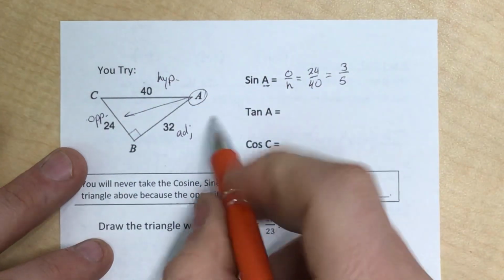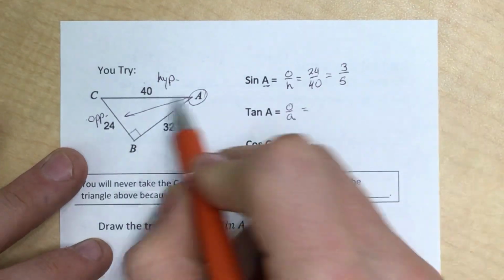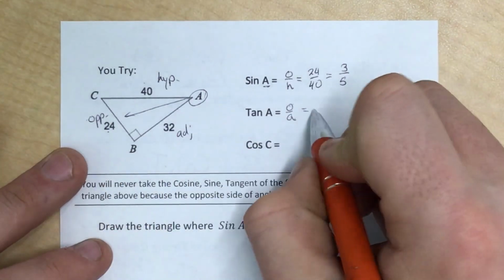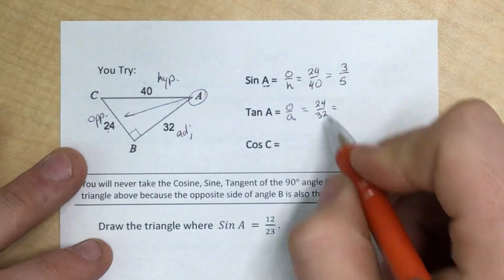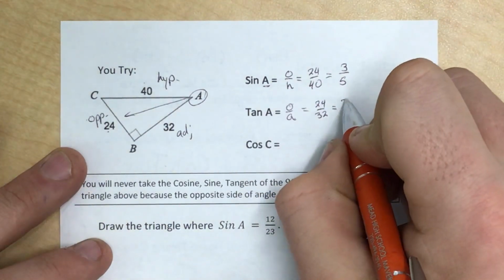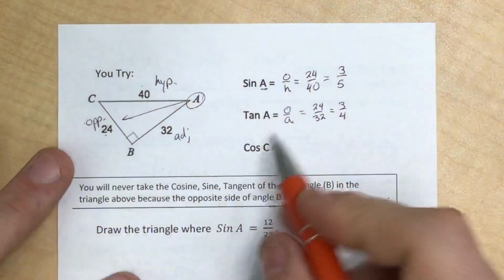Tangent of A, TOA, opposite over adjacent. The opposite side is 24, the adjacent is 32, so 24 over 32. Again, divisible by 8, so that fraction will become 3/4. The last one's a little different.